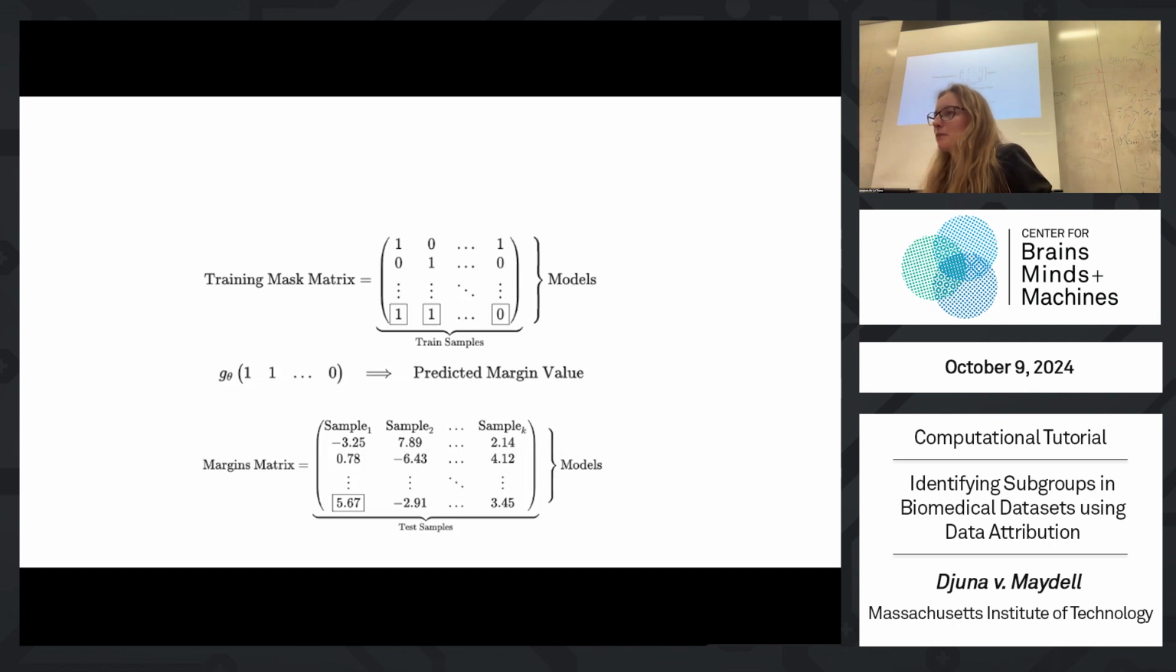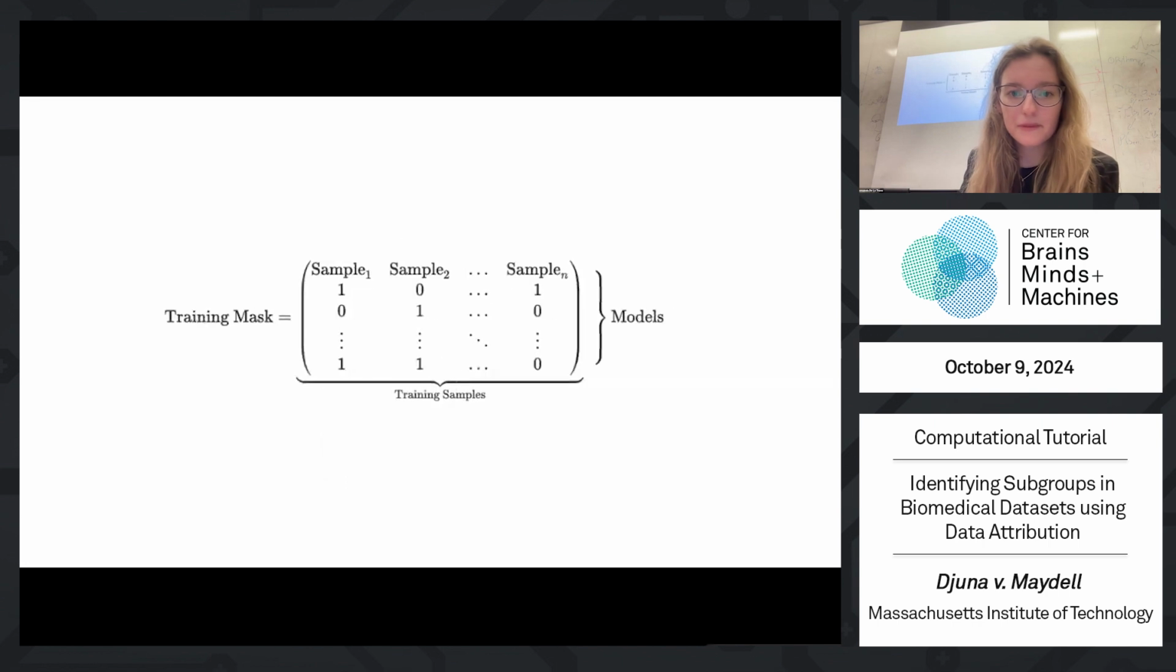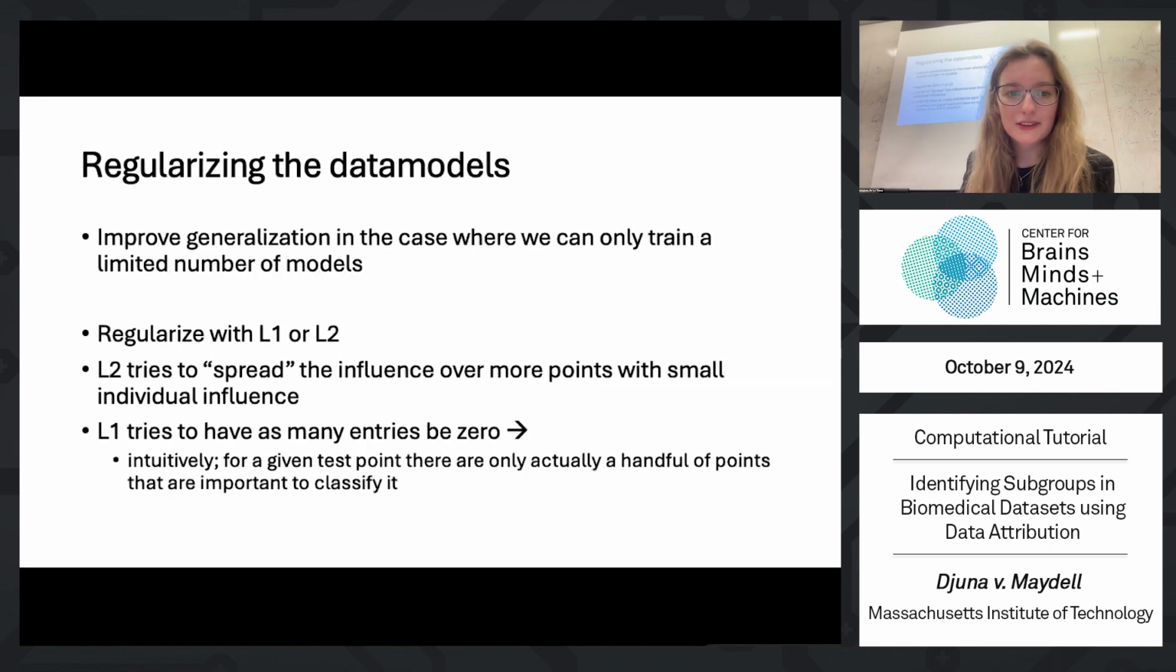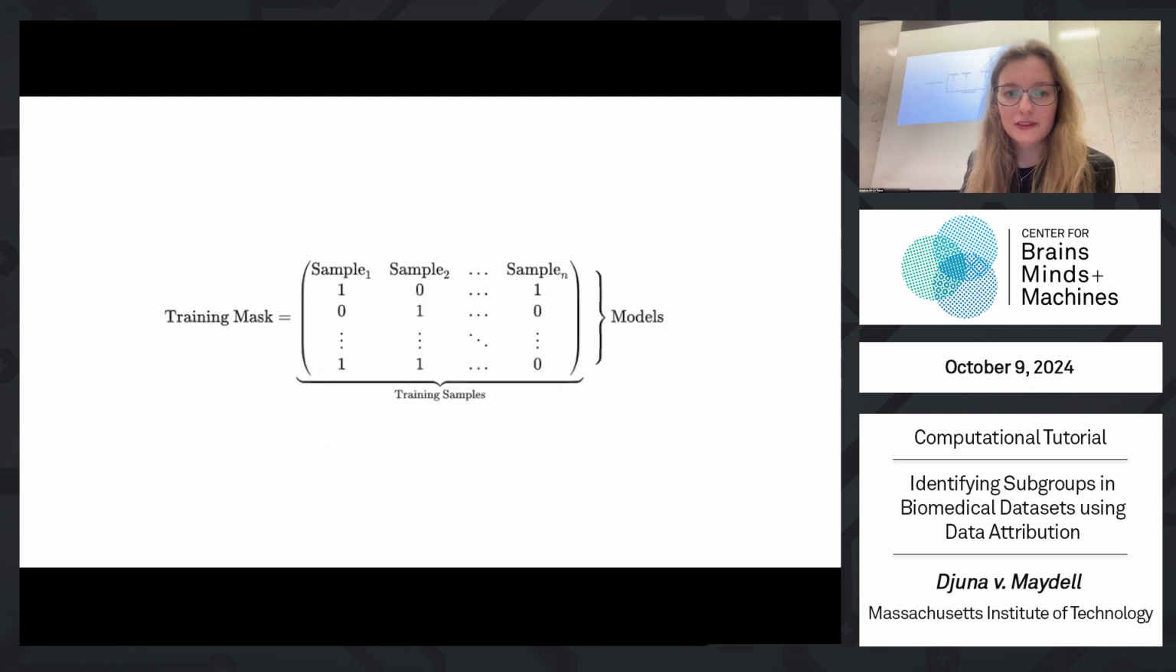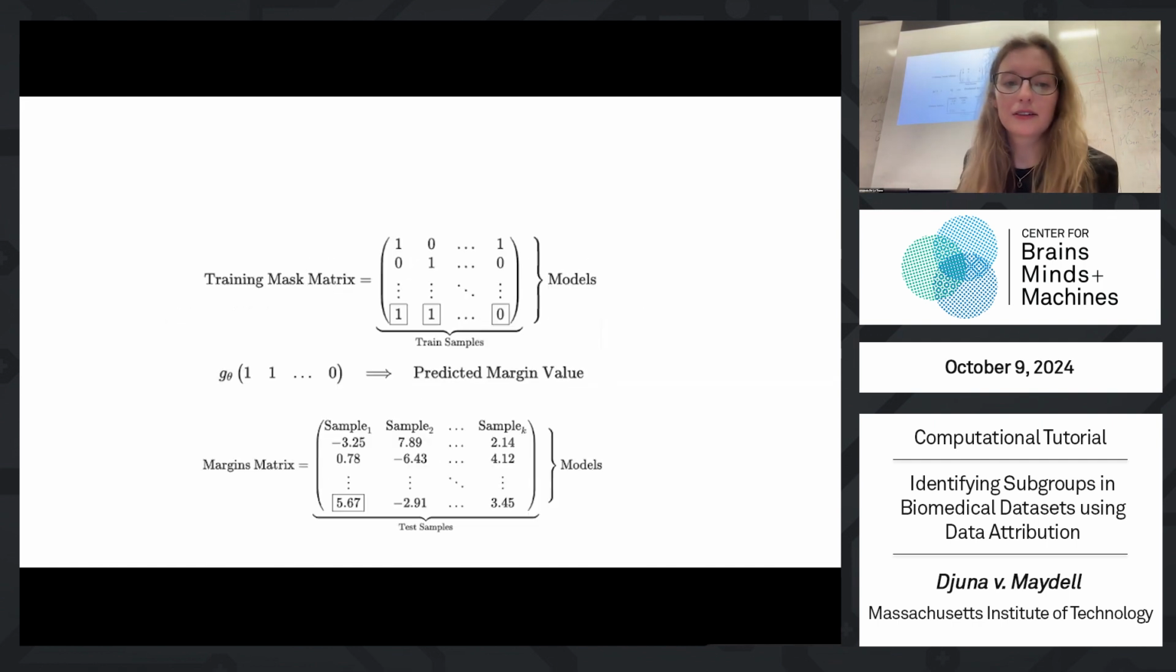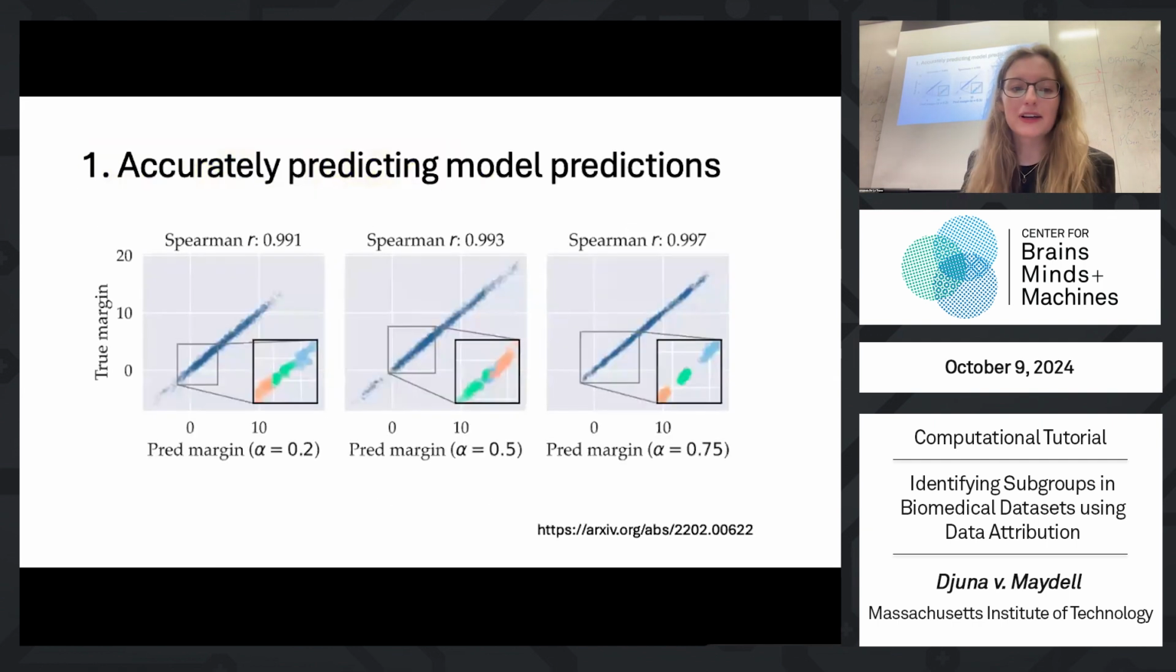In this graph, what does true margin mean? Since it's classifying, where do you see the number one accurately predictive model predictions in the graph? Right. So the true margin: to test this data model, they actually train those models and see whether they can predict with their data models the actual outcome of training those models.